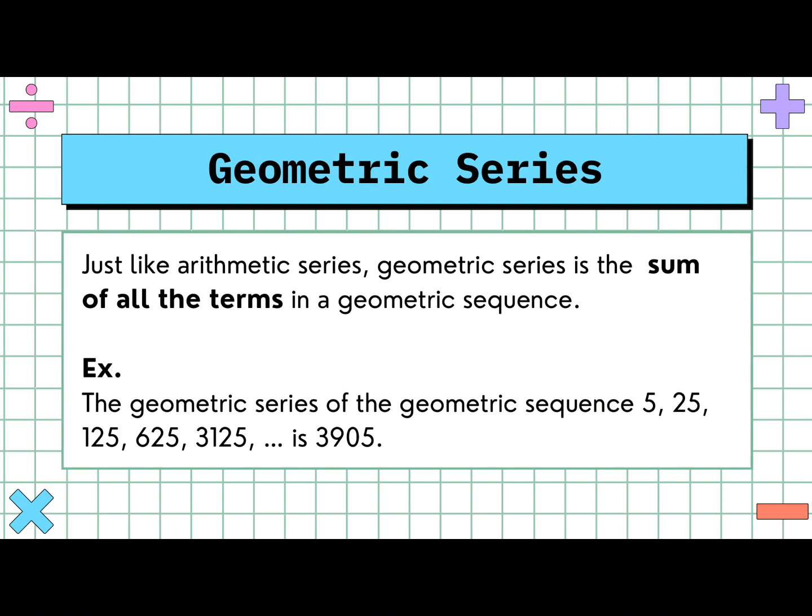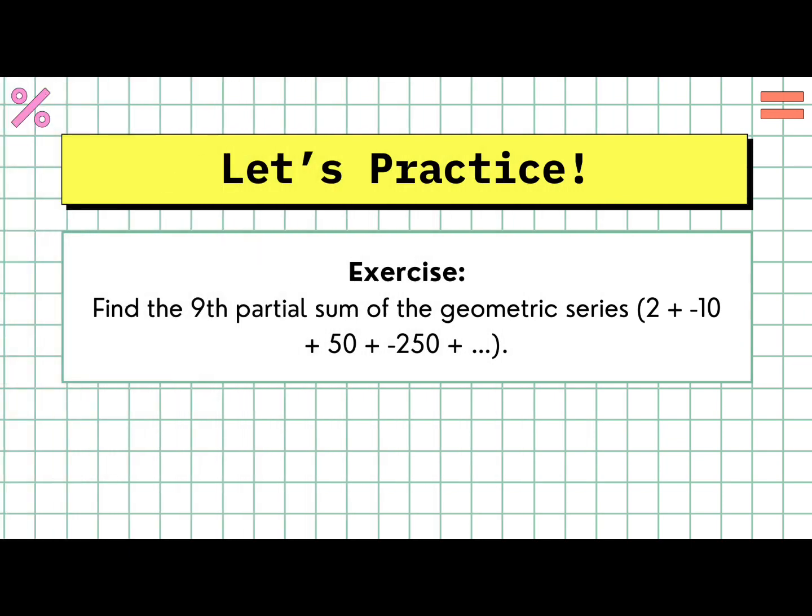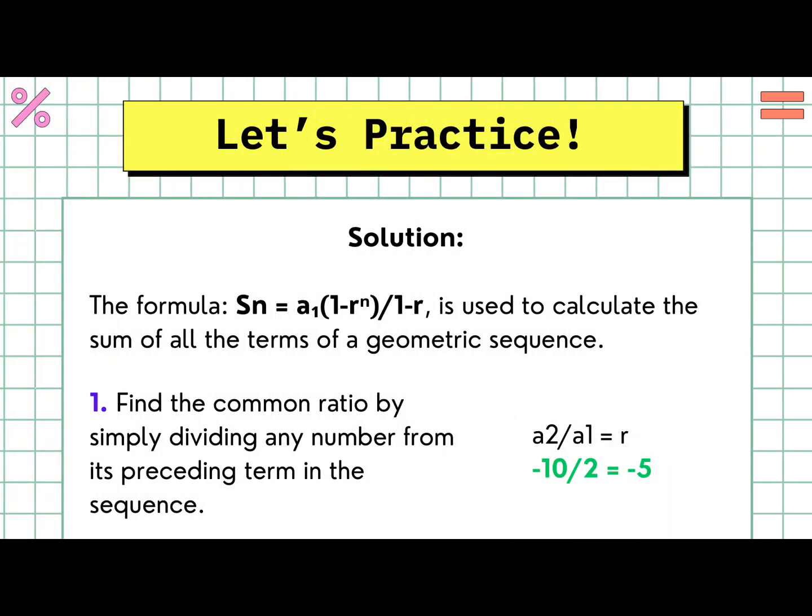Just like an arithmetic series, geometric series is also the sum of the terms in a geometric sequence. As we dig deeper into this topic, let's try to solve this exercise. The formula used to find the sum of a geometric sequence is S sub n is equal to a sub 1, 1 minus r raised to the power of n, divided by 1 minus r. To find the common ratio, we simply divided -10 by 2.